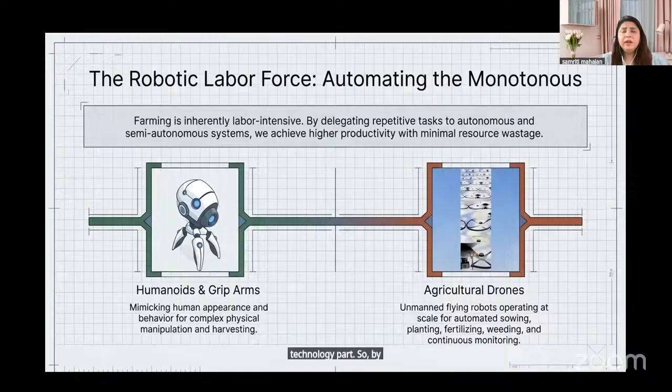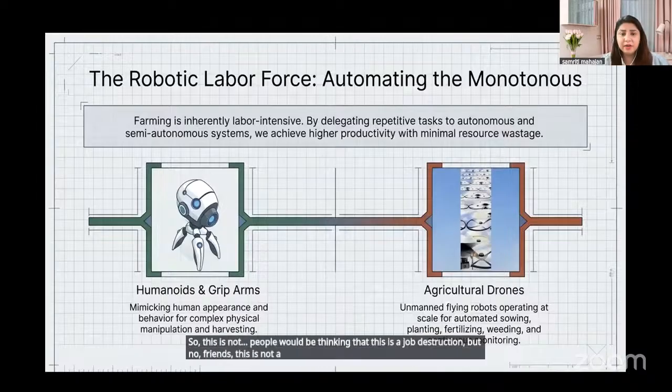By delegating repetitive and dangerous tasks to these autonomous systems, we achieve something important. We free human agricultural workers for oversight, quality control, even maintenance, and the judgment-intensive decisions machines cannot make. People might think this is job destruction, but no friends, this is not job destruction. This is labor intelligence.